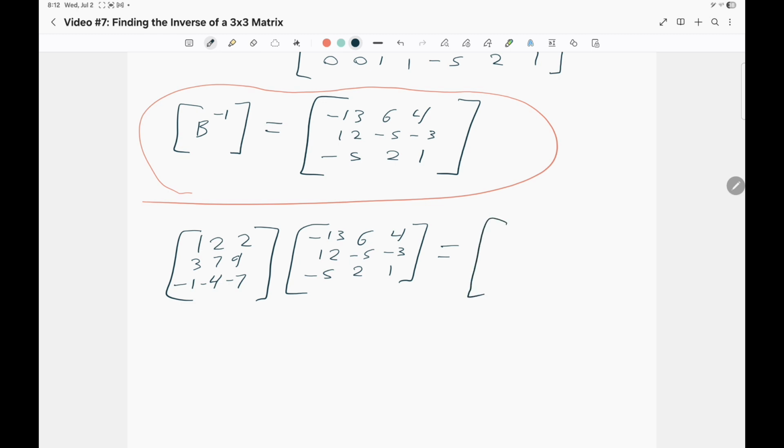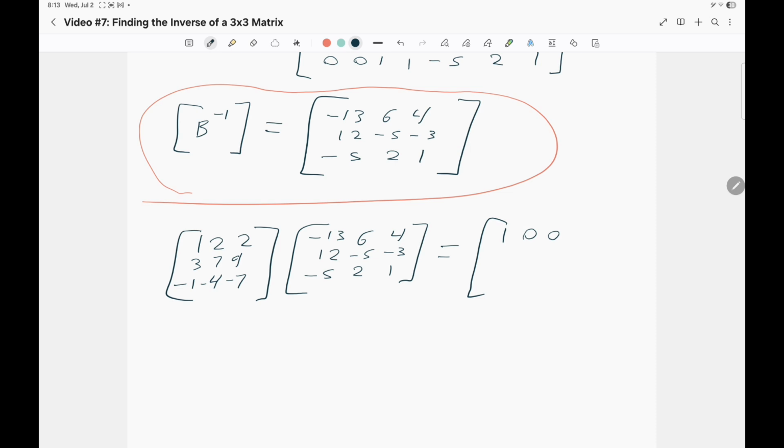All right, so 1 times 13. I'm not going to draw arrows every time. 1 times 13, -1 times -13 plus 24, 11. 11 minus 10, 1. 1 times 6, 6 minus 10, -4. -4 plus 4 is 0. Good so far. 1 times 4, 4. 4 minus 6, -2. -2 plus 2, 0.